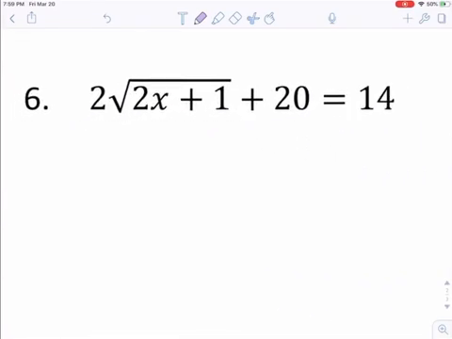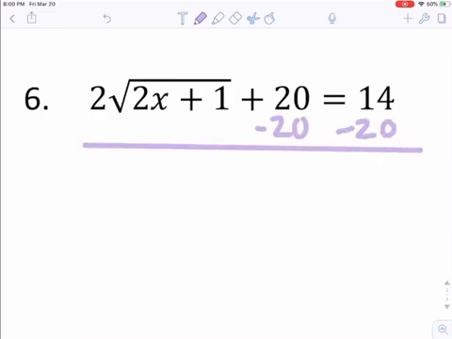Okay, number 6. So I see a plus 20 outside of the radical and I see a 2. Those both need to go before I even start squaring anything. I can't emphasize this enough. Before you start squaring things, those have to go. So I'm going to subtract 20 from both sides. So I get 2 square root of 2x plus 1 equals negative 6.